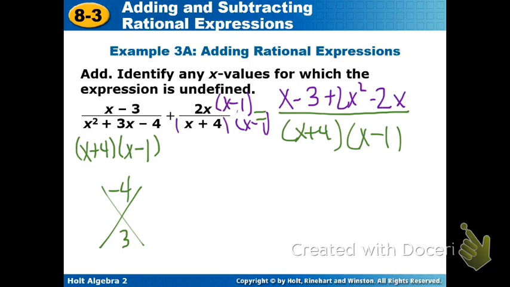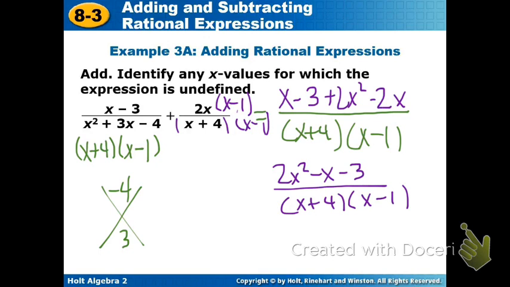All right, so clean it up. Combine like terms. We have a 2x squared. Can we add anything to that one? No. We do have an x and a negative 2x. And minus 3. Over your denominator. We could. You want to try it?